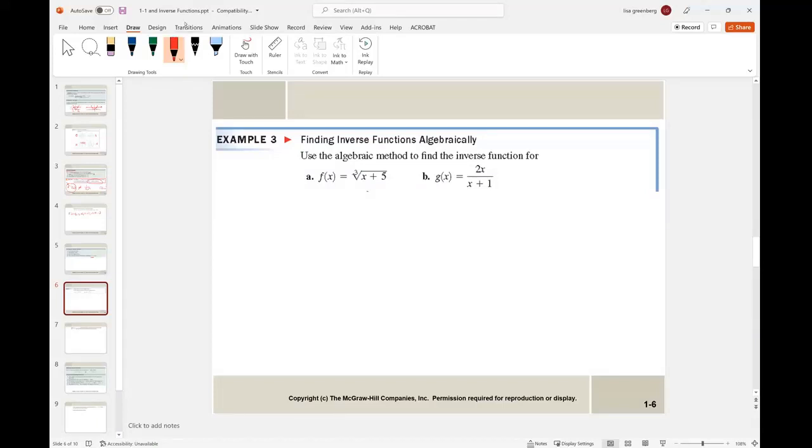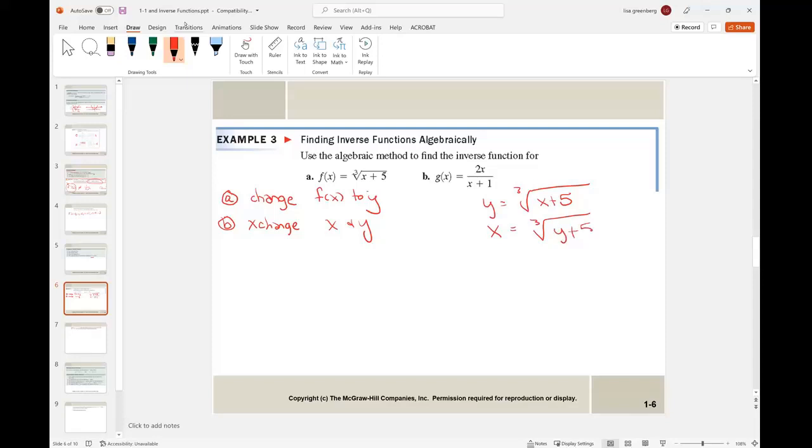So for example, let's do A. First step, I change F of X to Y. I'm doing that just to help with the algebra. Step B, I'll write exchange X and Y. What I mean by that is that every Y becomes X and every X becomes Y. So this will be the cube root of Y plus 5.